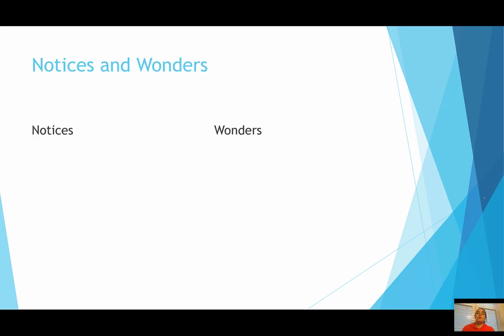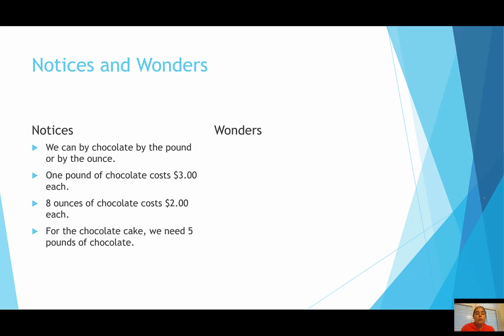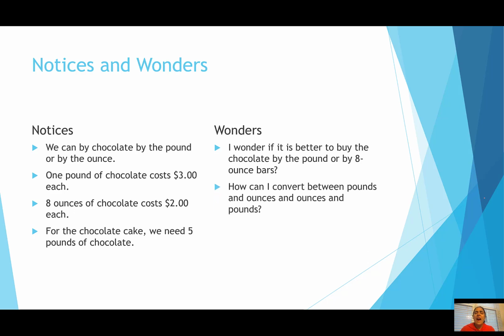Here are some things I noticed and wondered when I was trying to solve this problem. We can buy chocolate by the pound or by the ounce. We have 2 choices. 1 pound of chocolate costs $3 each. 8 ounces of chocolate costs $2 each. For the chocolate cake, we need 5 pounds of chocolate. I wonder if it is better to buy the chocolate by the pounds or by 8-ounce bars. How can I convert between pounds and ounces?